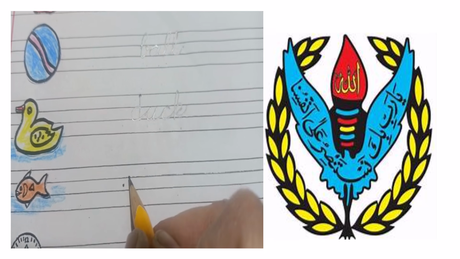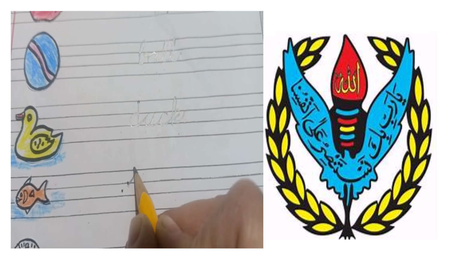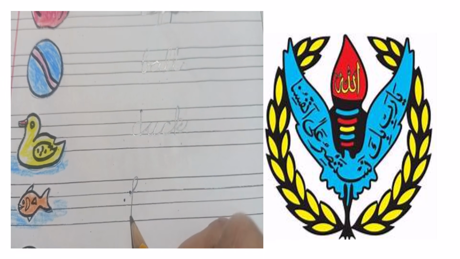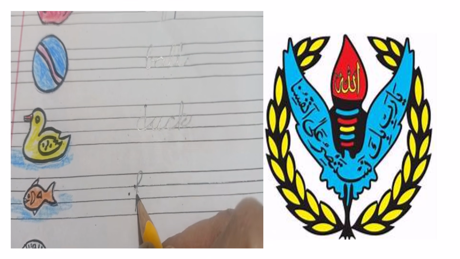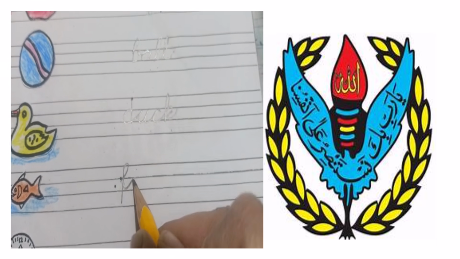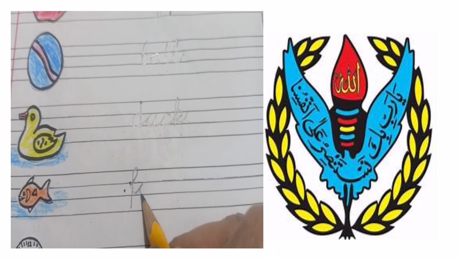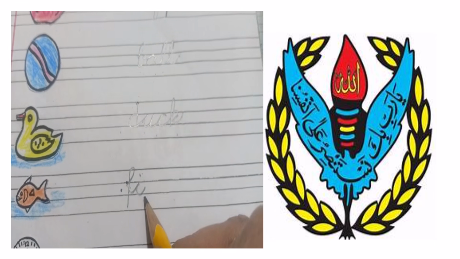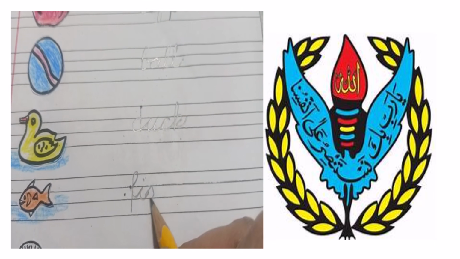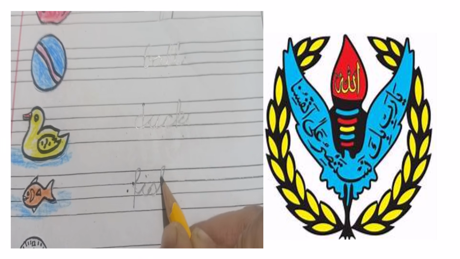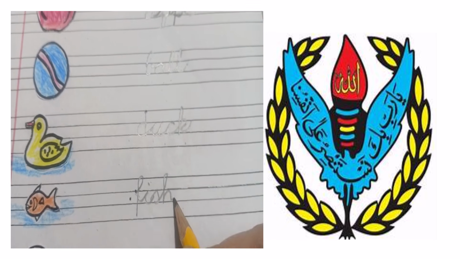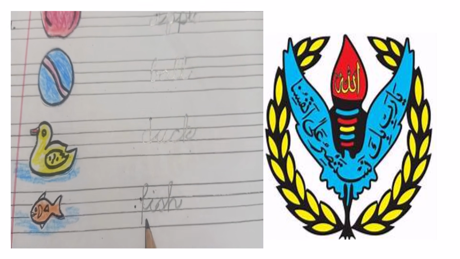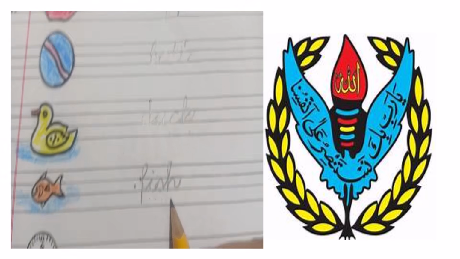The other picture is fish. We will start right F and like this. This is F. This connecting tail. Connect this to I, then S, then H. All these lines, all these words are connected with the tail.